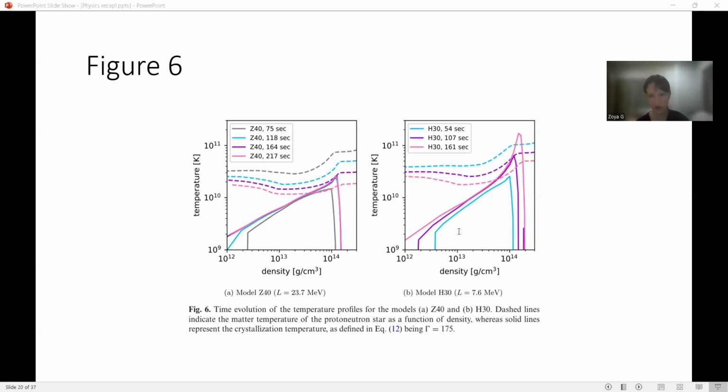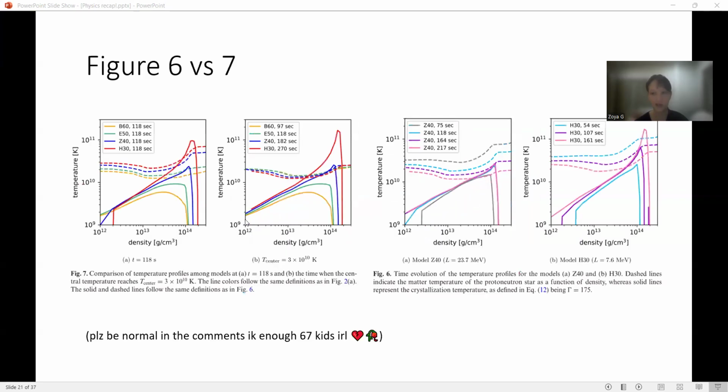Similar graphs are shown for representative models in Figure 7, showing what happens at a specific time on the left, and what happens when the temperature of a core is at a specific value on the right, as you can see. Pause if you need to look at it a little bit.